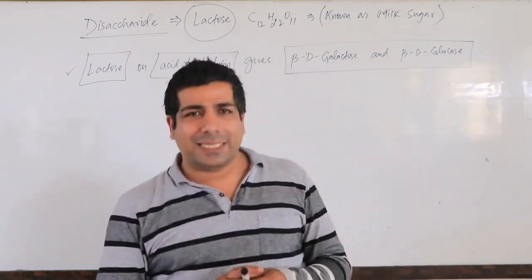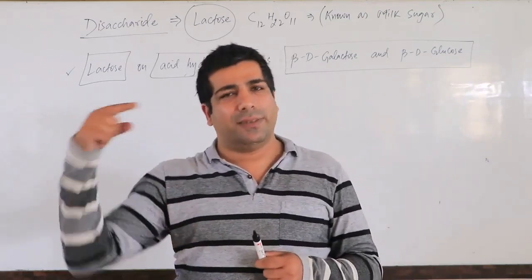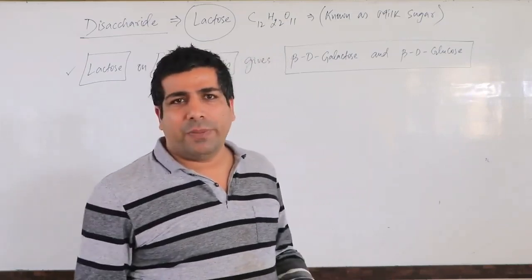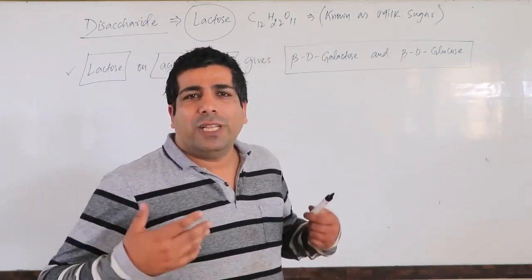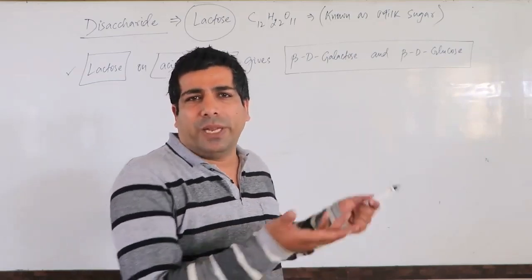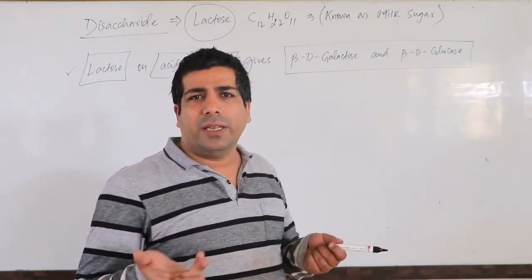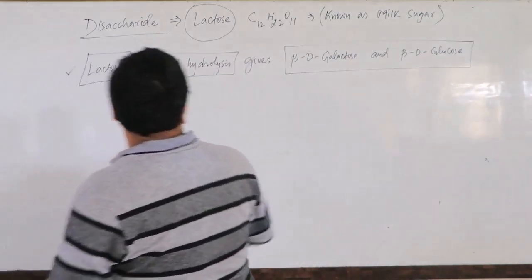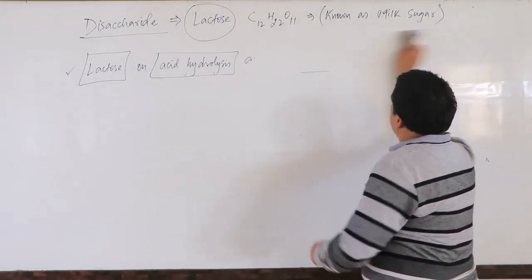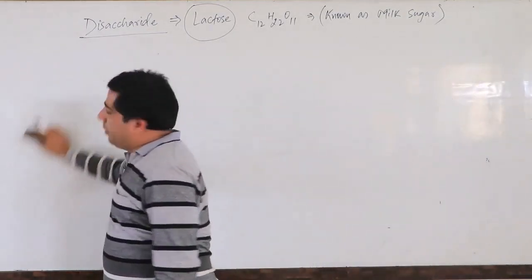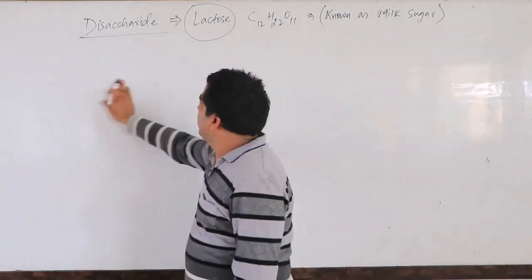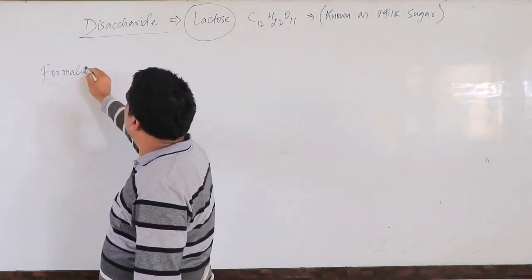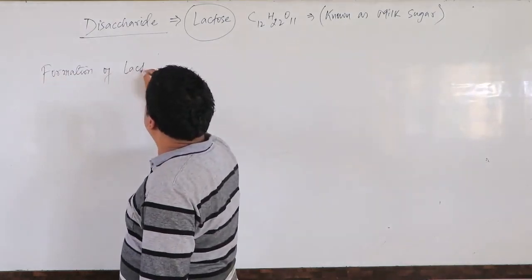On acid hydrolysis it gives me beta-D galactose and beta-D glucose. So how will the lactose be formed? It will be formed from beta-D galactose and beta-D glucose. So let's see. Let's talk about the formation of lactose.